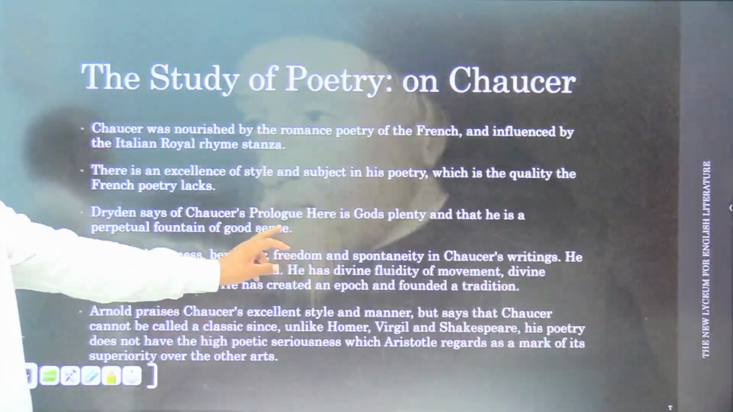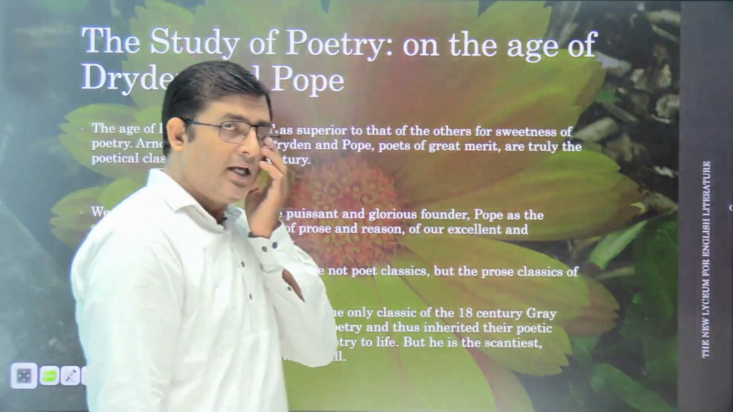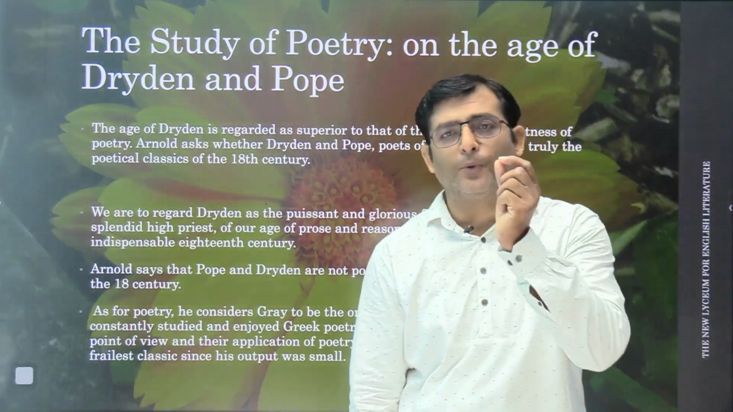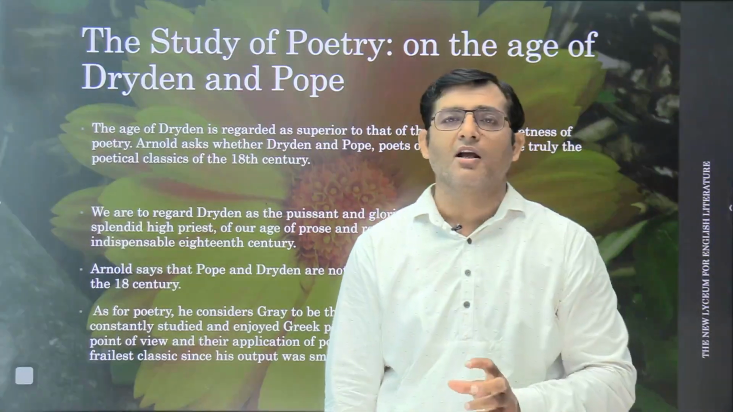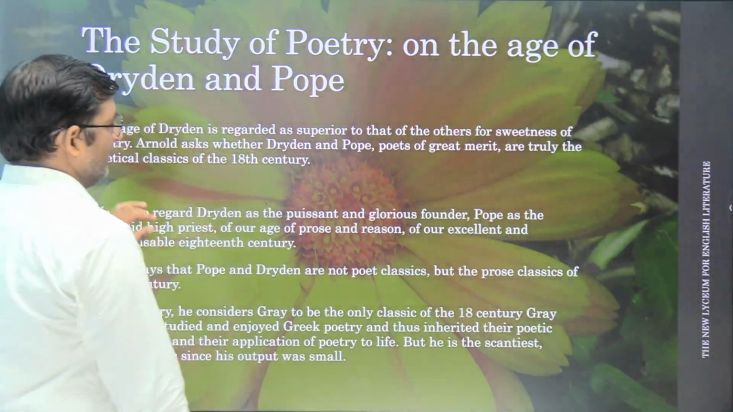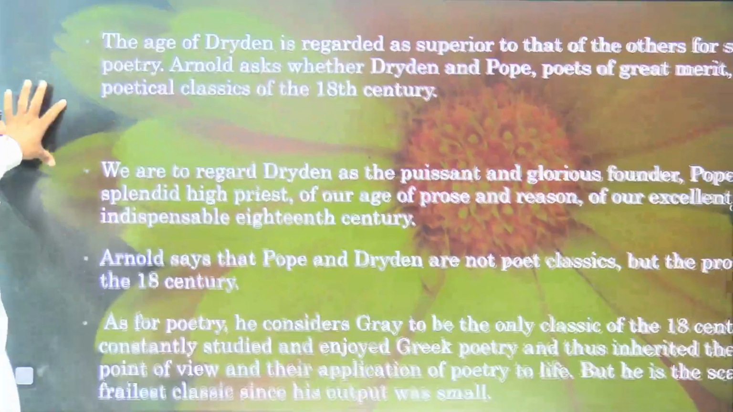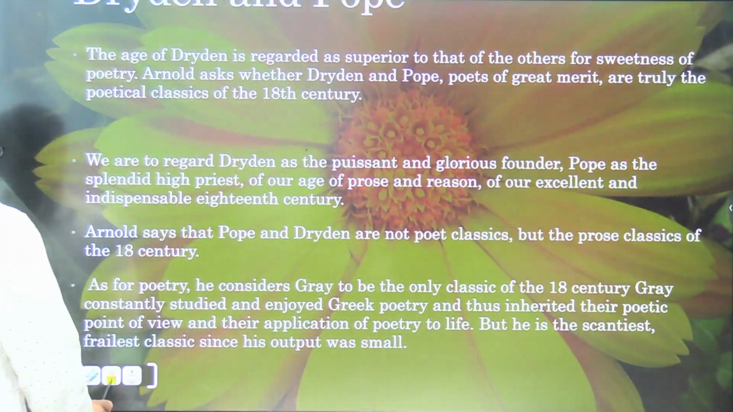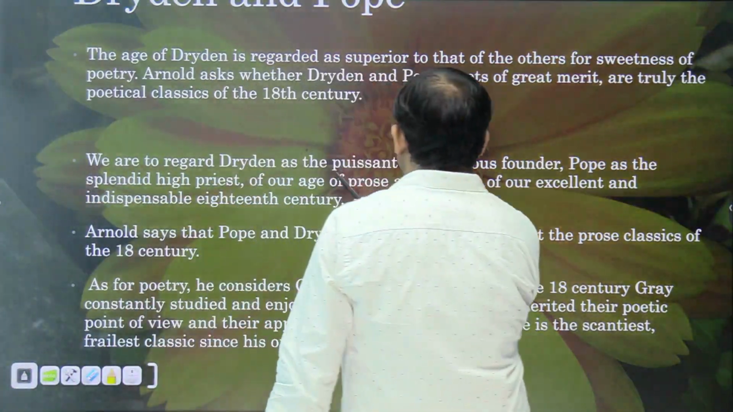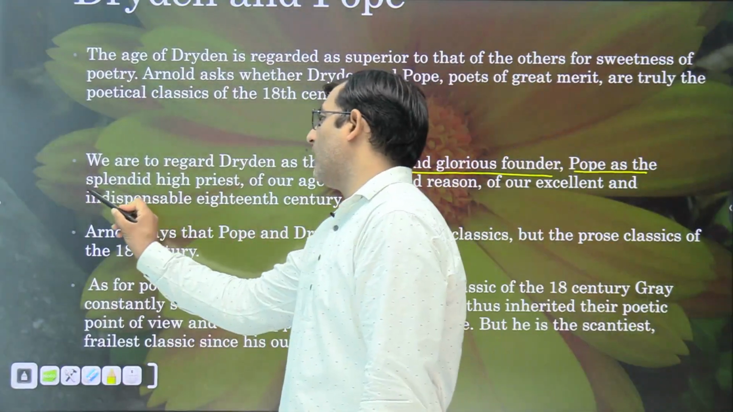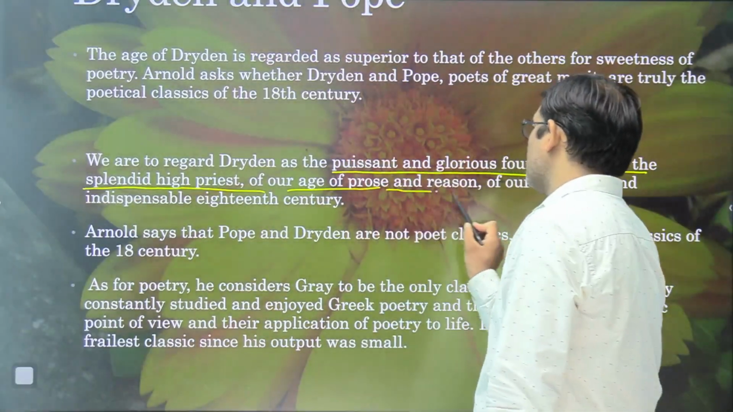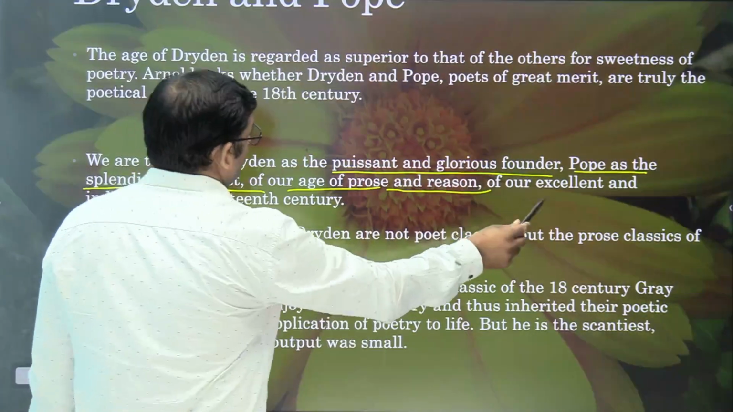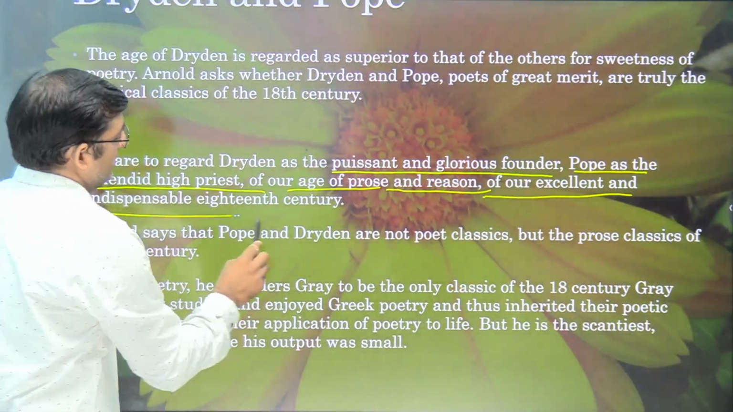Alright, so this was the study of poetry on Chaucer, and then he comes to the age of Dryden and the age of Pope, and Pope and Dryden are described as prose classics. And Alexander Pope was described as what? A splendid high priest. We are to regard Dryden as the puissant and glorious founder, Pope as the splendid high priest of our age of prose and reason, our excellent and indispensable 18th century.